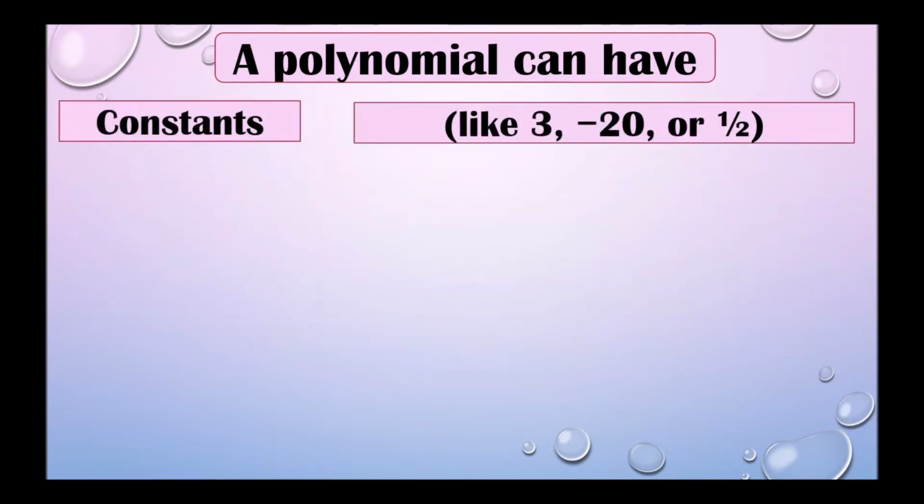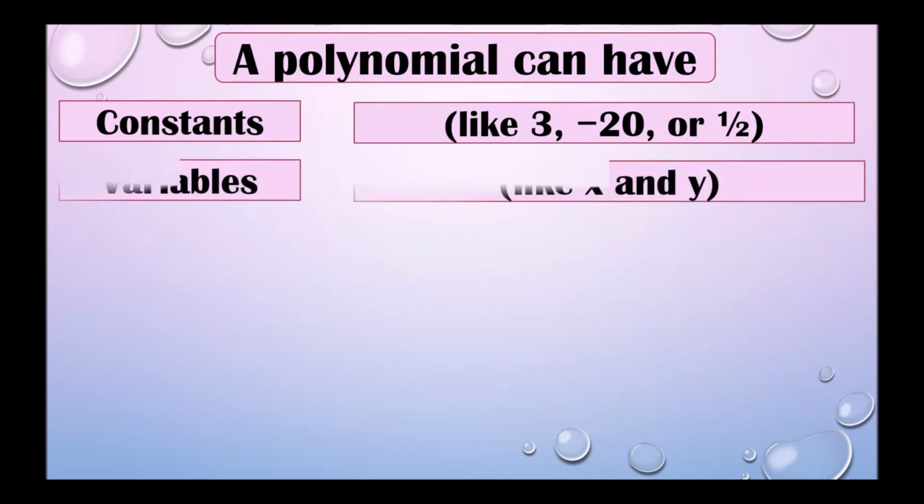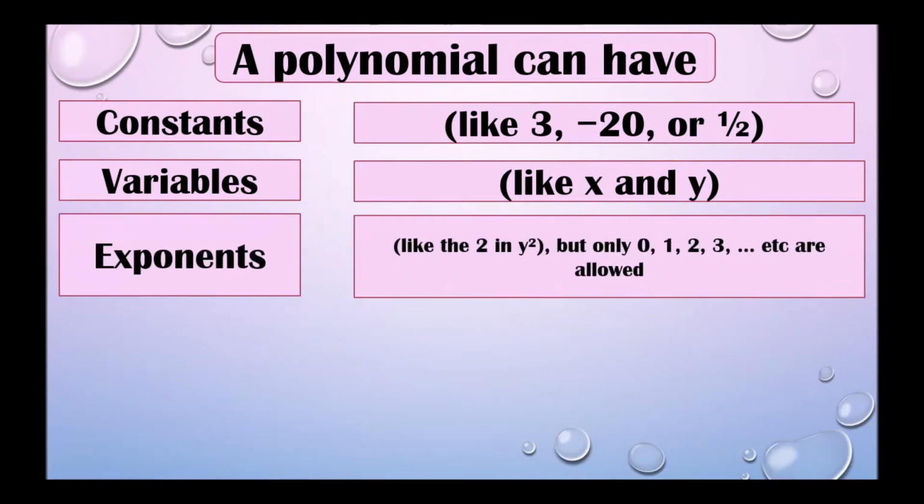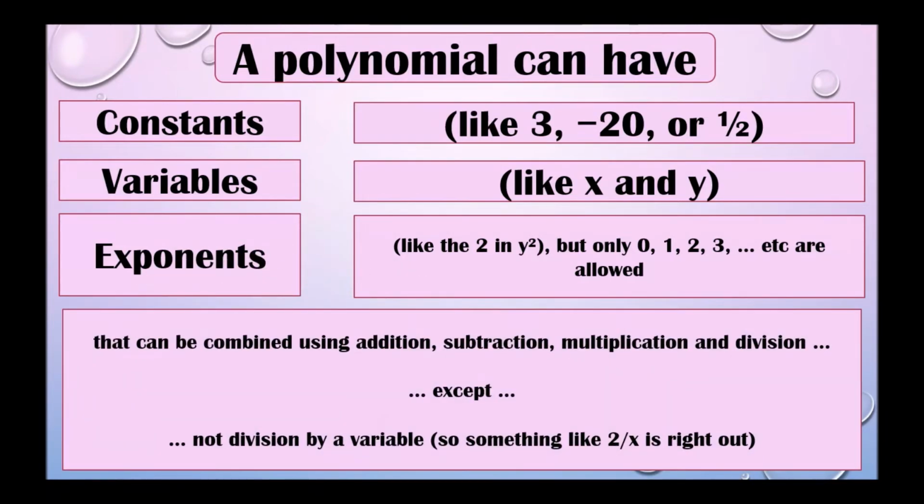A polynomial can have constants like 3, minus 20 or half. Variables like x and y. Exponents like the 2 in y square, but only 0, 1, 2 and so on are allowed. That can be combined using addition, subtraction, multiplication and division, except not division by a variable. So something like 2 upon x is not allowed.